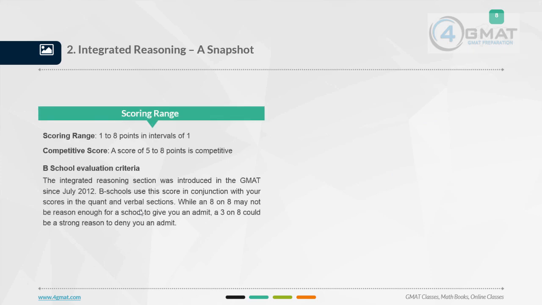I already mentioned the scoring range is 1 to 8. Anything over 5 is a good score in this, pretty much similar to what we discussed in the AWA section. If you have a score which is above 5, so 5, 6, 7, 8, I think your head is above water. Business schools will basically not take a second look at your score. But if your score is a 3 on 8, they'll have serious reservations about your ability to process and interpret data. So do adequate practice for this section.